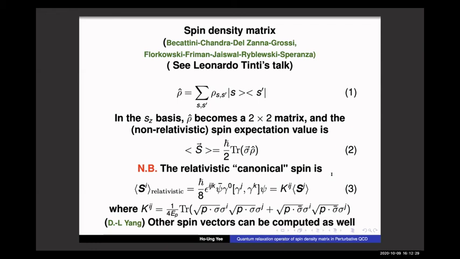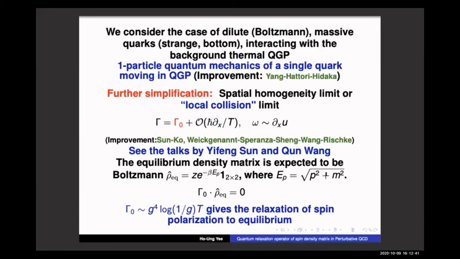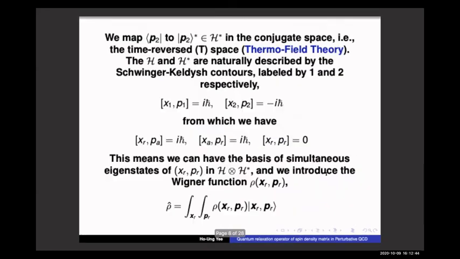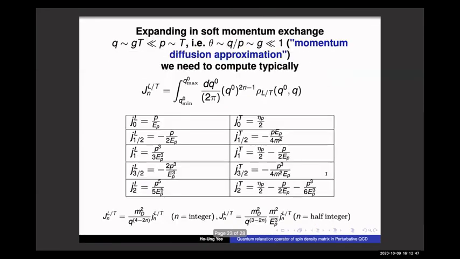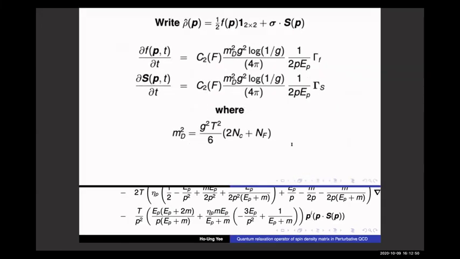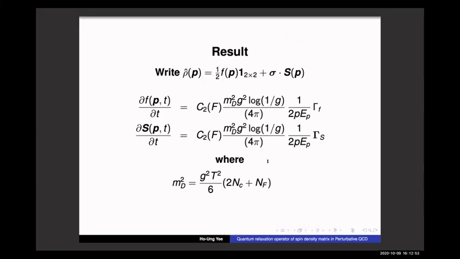Another question: do you have an estimate of how long the relaxation time is? Well, we only have a parametric estimate. Everything is given in our final relaxation operator expression, but I can only say that it is parametrically given by g to the 4. So in the weak coupling limit, it has the same order as the shear viscosity, as Dirk said before. That's the only thing I can say. I don't know numerically how large or small it is compared to other transport coefficients. Okay, thank you.